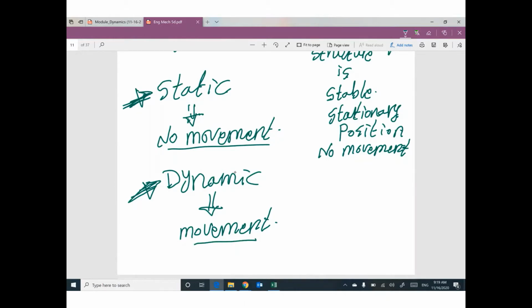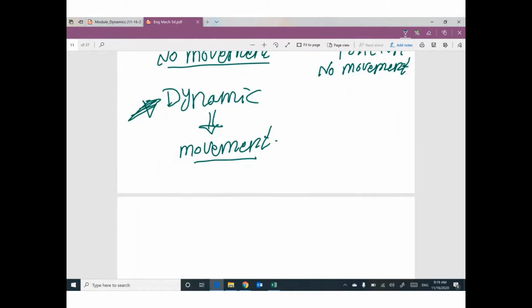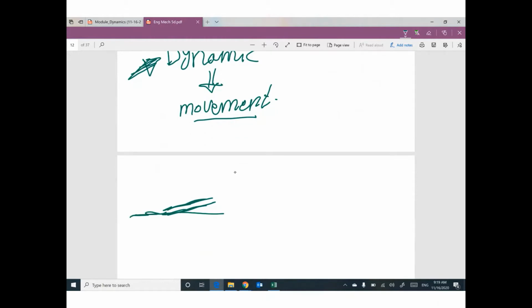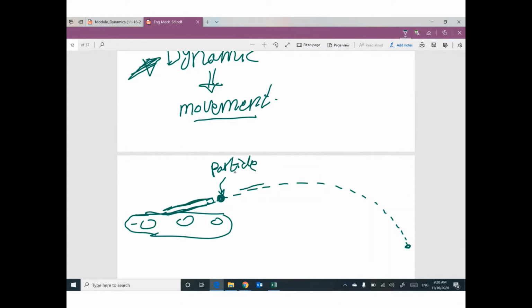If you are projecting a projectile by tank, for example, this projectile will go to a position. So this particle is moving in a certain path to go to a certain position. So we are in the dynamic side.